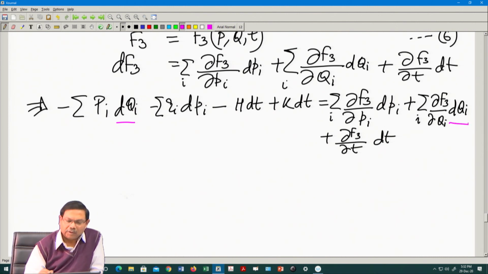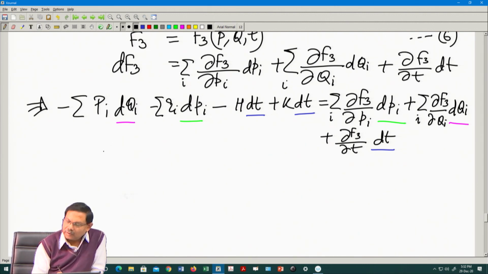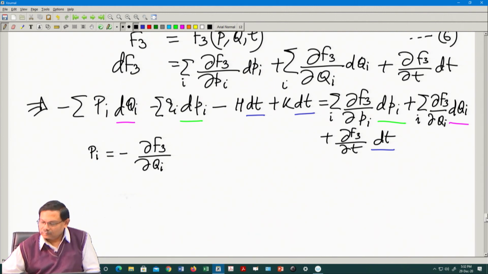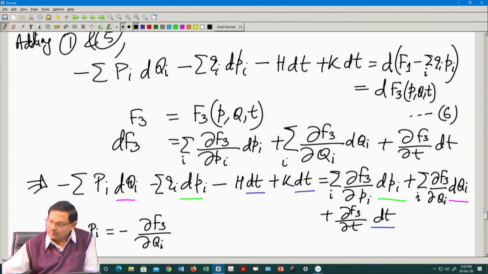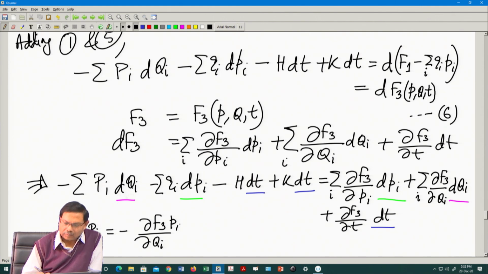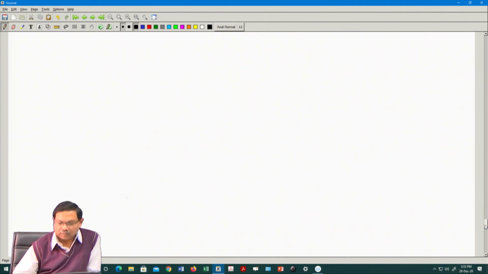Now, again let us equate the coefficients of dQ_i together, the coefficients of dp_i together and the coefficients of dt together. If we do that, let us say the coefficient of dQ_i, we are going to have P_i equal to minus ∂F3/∂Q_i, and F3 is a function of small p, capital Q and t. That is what. Okay.